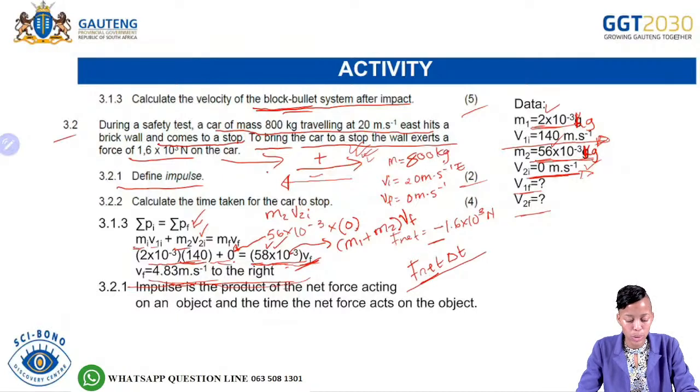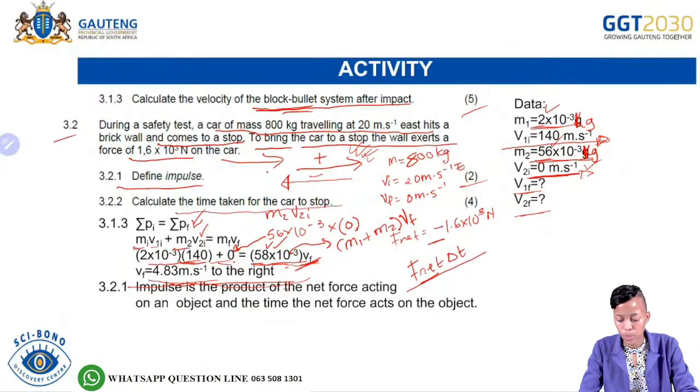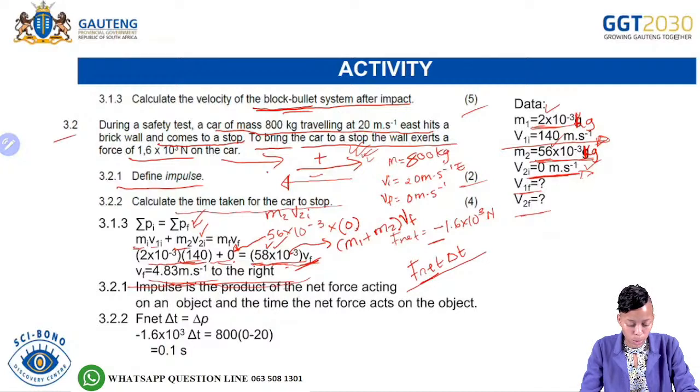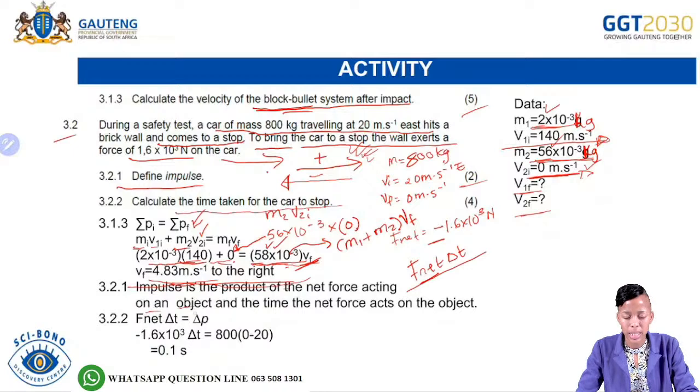Again, remember you need to write your definitions according to the examination guidelines. 3.2.2 says calculate the time taken for the car to stop. Using this formula, F net change in time is equal to the change in momentum. Remember, F net change in time represents impulse, and impulse is equal to the change in momentum.